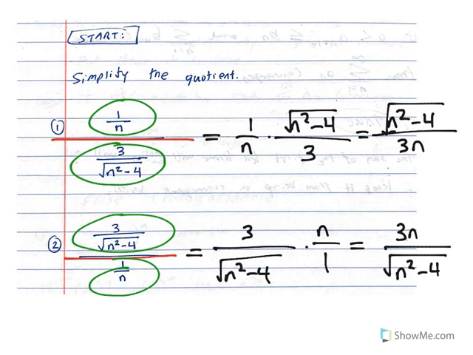In the first problem, the dividend is 1 over n, and the divisor is 3 over the square root of n squared minus 4. And in the second problem, they're switched, so that the divisor from the first problem is the dividend in the second problem, and the dividend from the first problem is the divisor in the second problem. Now, this is something that you will see with the limit comparison test. So let's look at what we mean by the limit comparison test.